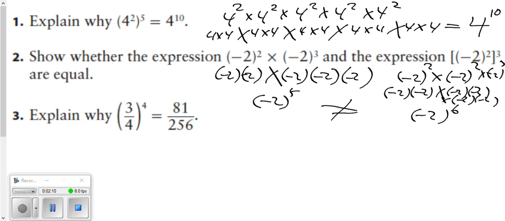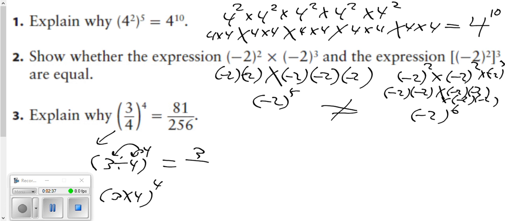Finally, the last one, explain why this fraction has an exponent of 4. Think of it as one of your rules. You need to think of it as being divided to the exponent of 4. We said before, if you have multiplication and division inside brackets with an exponent, you can distribute your exponent of 4 to both parts of your quotient or product. So in this case, I can still distribute my exponent of 4 to both parts here.